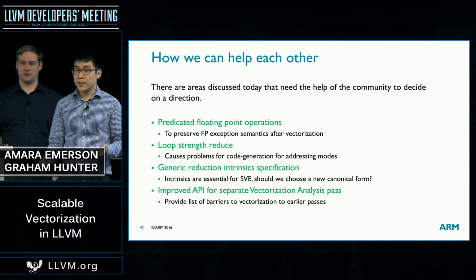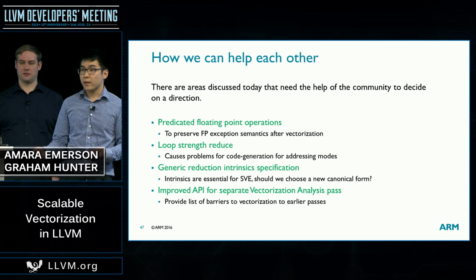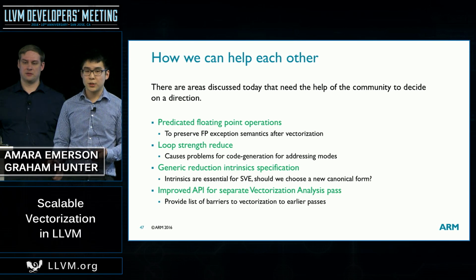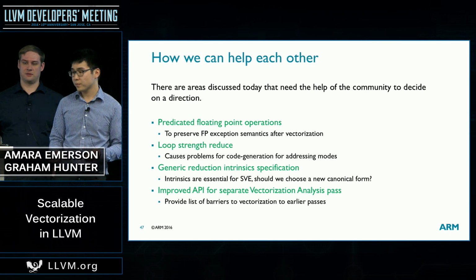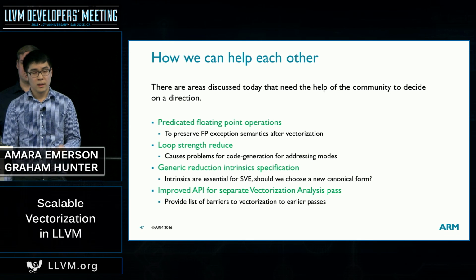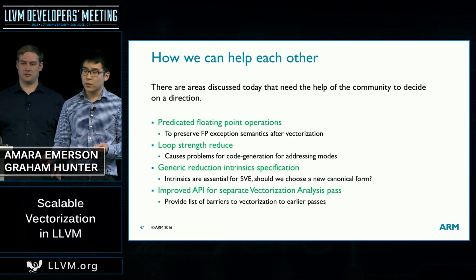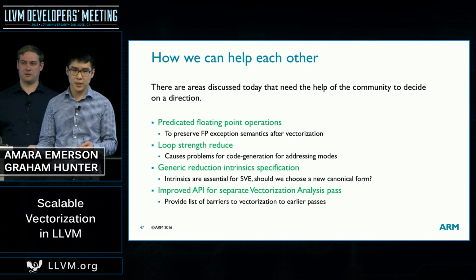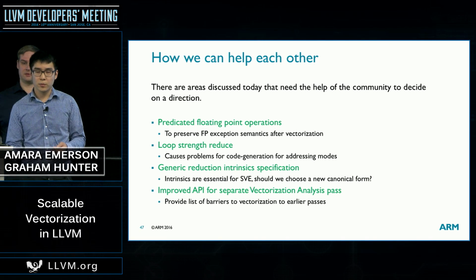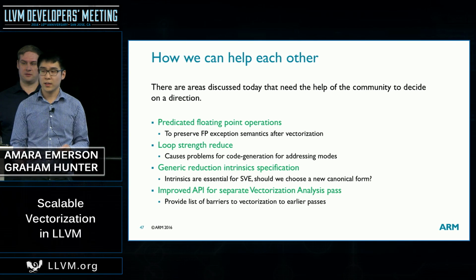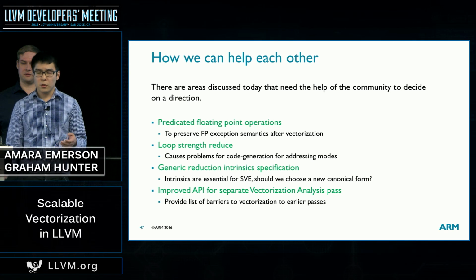Now, we definitely need reduction intrinsics, and we think we can start to talk with the community about perhaps a generic reduction intrinsic scheme and what that might look like. And finally, as a result of the search loop vectorizer work, we've split out the loop vectorization legality parts from the loop vectorizer into its own separate class. And we'd like to talk about perhaps a new API to allow these analyses to be used in other places in LLVM.